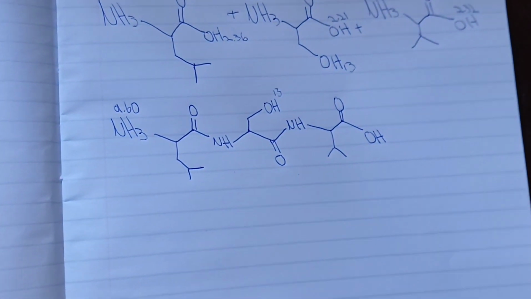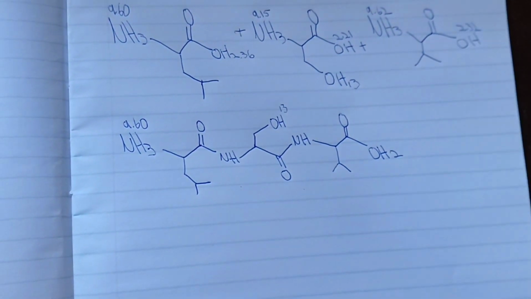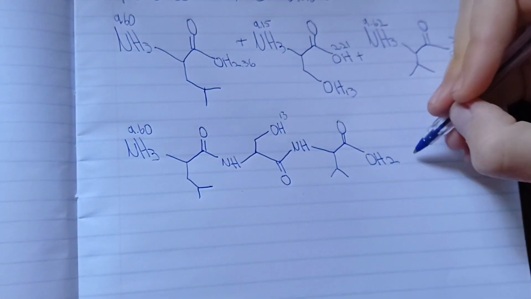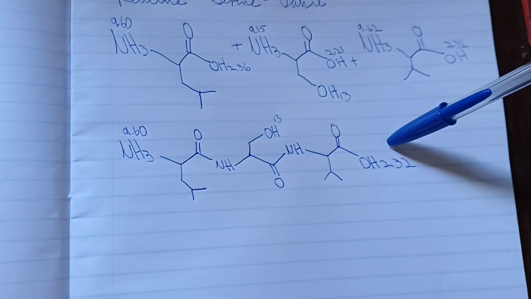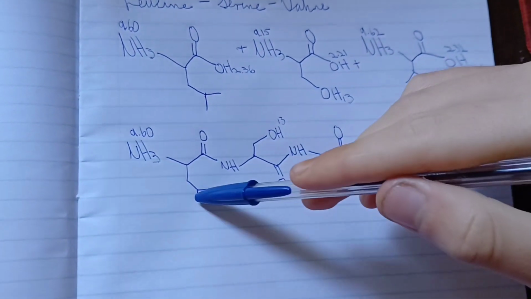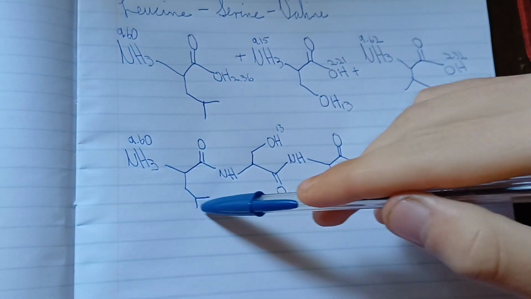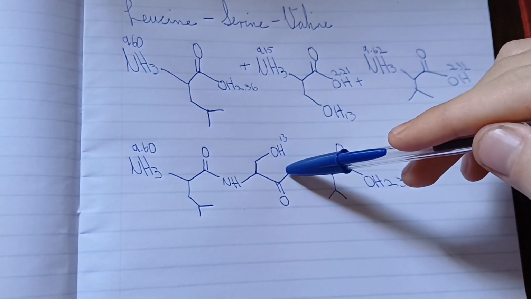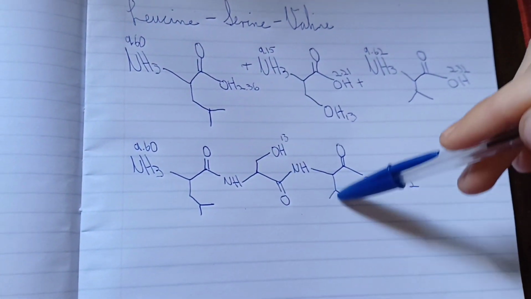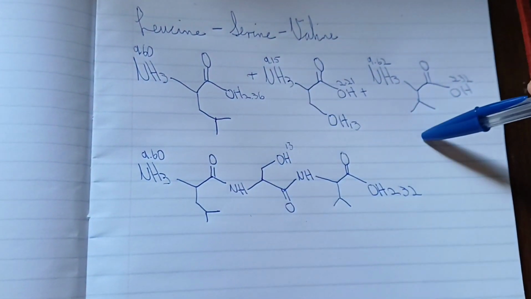Okay, I have now pieced together the amino acids into one polypeptide chain. And here is leucine. Then from this NH to here is our serine, and then this is our valine that we had all just pushed together.